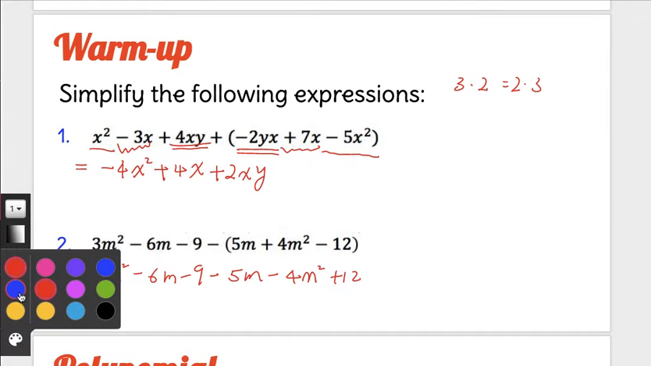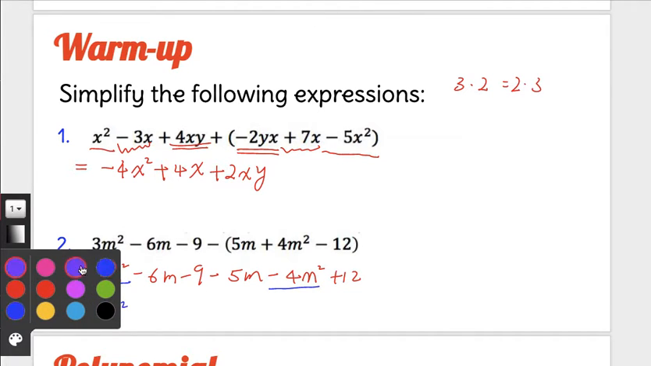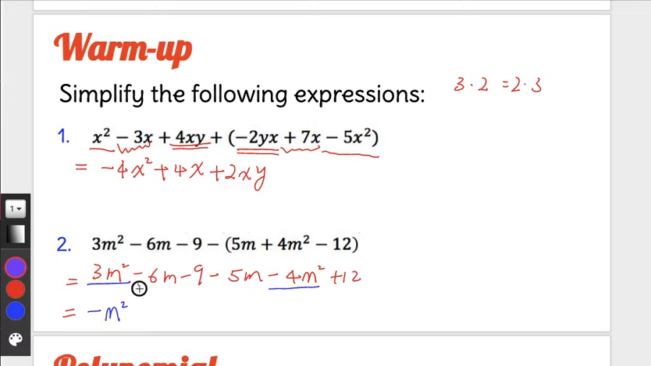Now we are going to check like terms. This time I'm going to change color. 3m squared minus 4m squared is going to be negative m squared. And negative 6m, yes, we have negative 5m, so it's going to be minus 11m. So lastly, it's going to be negative 9 plus 12, so it's going to be positive 3. Now we have this answer: negative m squared minus 11m plus 3. There's nothing more of like terms. We can just leave it like this.